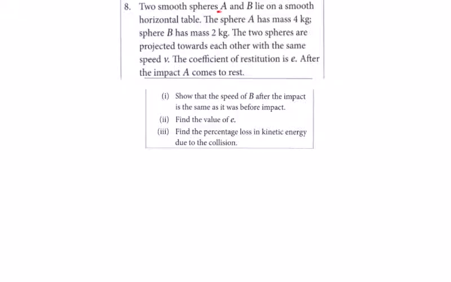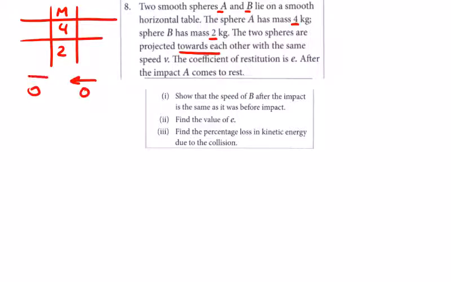In this question we have spheres A and B lying on a smooth table. A has mass of 4 and B has mass of 2, 4 and 2. So what's going on here? They're projected towards each other, so they're going in opposite directions. So we'll give the first one positive, 2 spheres with the same speed. So if that one's U, I can call that one minus U. Oh, they tell us it's V. Read the question first maybe. V and minus V, and the coefficient of restitution is E.